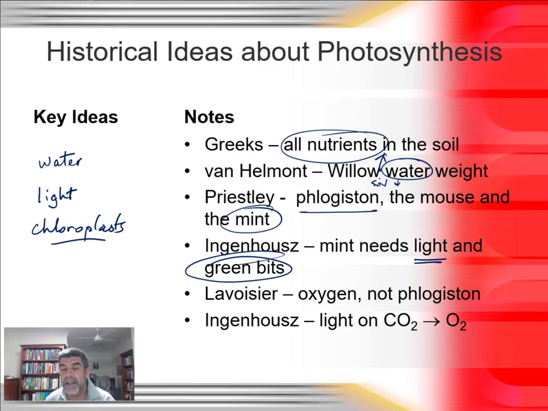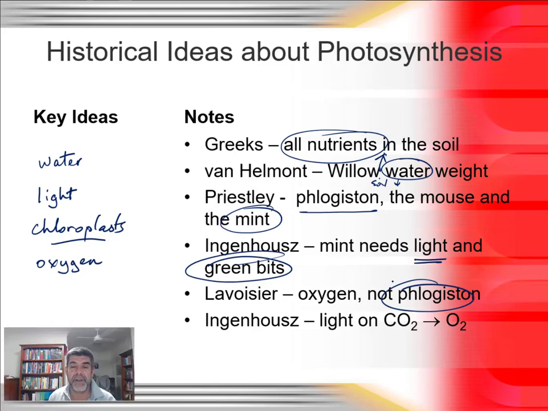Antoine Lavoisier talked about phlogiston, but what he said was this is not phlogiston, this is actually oxygen. So when things burn, they need oxygen. When animals are trying to live, they need oxygen. But plants seem to actually make oxygen, seem to replenish oxygen if it's lost. So this idea of phlogiston disappeared, and now we had this idea about oxygen.